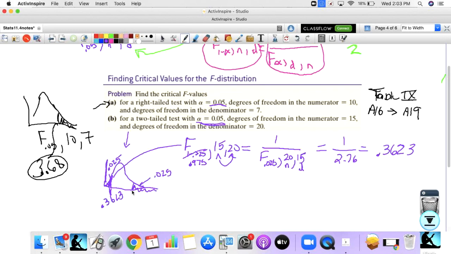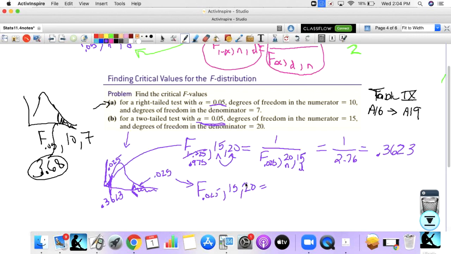All right, now I need to find the other tail. This one's a little bit easier because it is the right one. So it's just going to be f of this area, right? Because it's not going to be the 0.05 that was cut in half. So f of 0.025, and I keep everything normal. My numerator degrees of freedom is 15 and my denominator is 20.